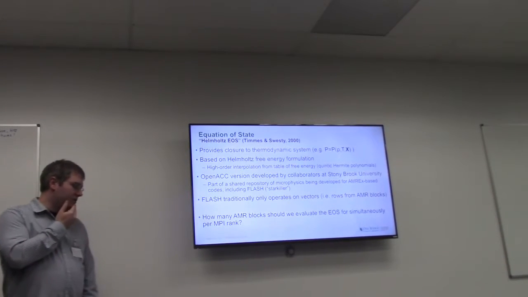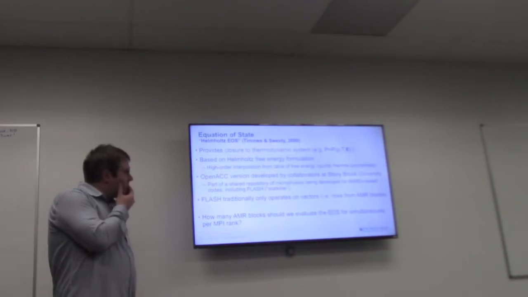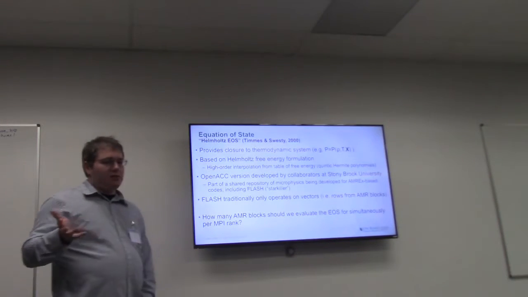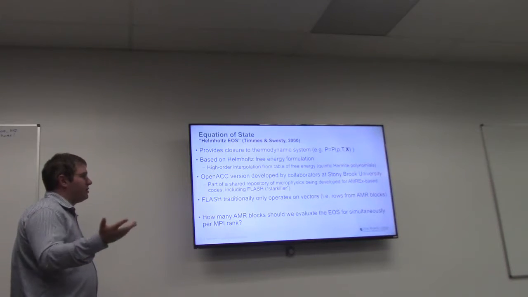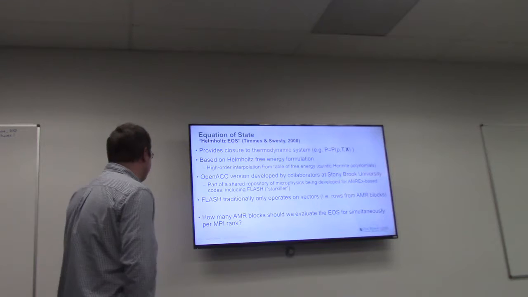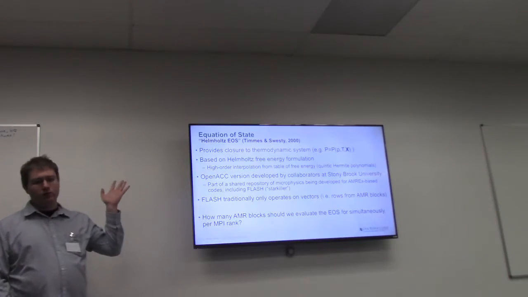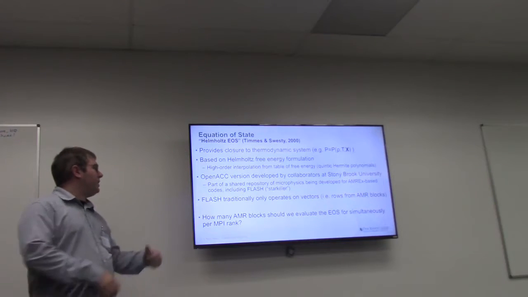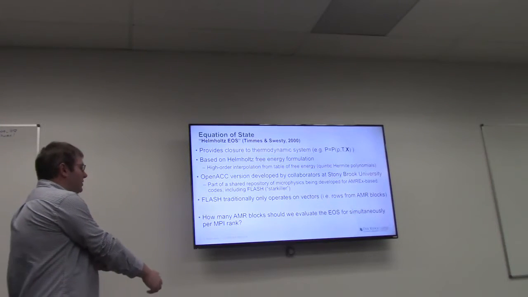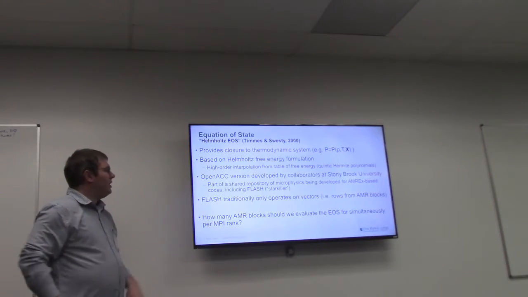So the other component of this is the equation of state, and this equation of state basically provides a closure to the thermodynamic system. It gives pressure as a function of the other state variables, and the equation of state that we use for stars is usually called the Helmholtz equation of state, but it's based on a high-order interpolation of a table that's done for the Helmholtz free energy.